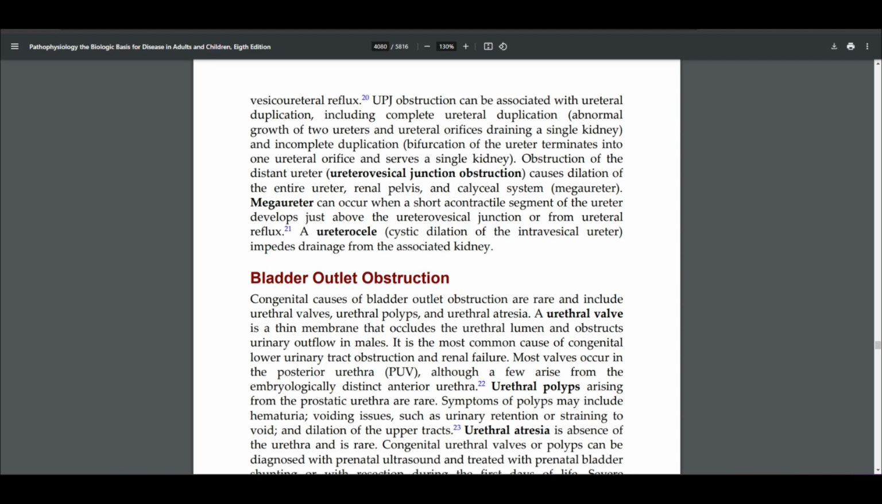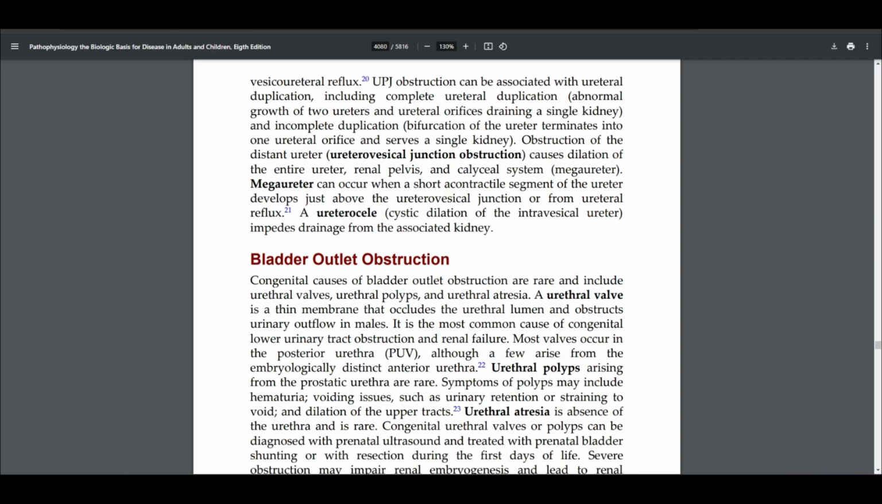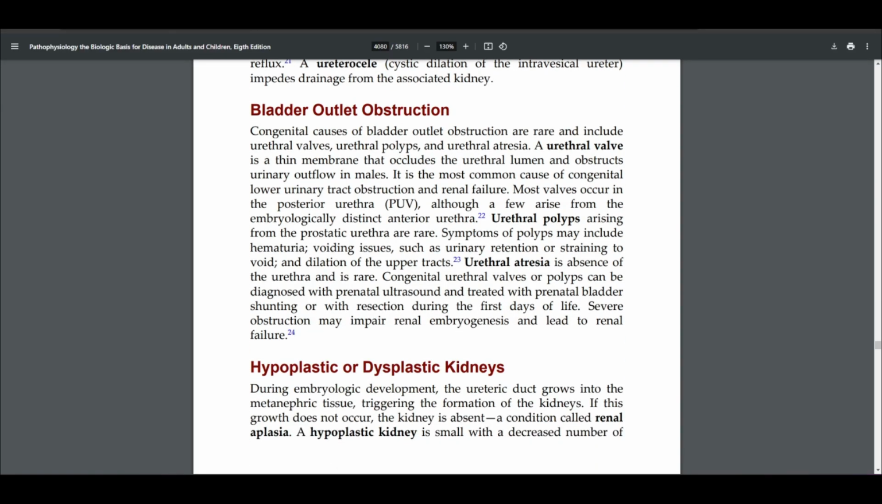Megaureter can occur when a short acontractile segment of the ureter develops just above the ureterovesical junction or from ureteral reflux. A ureterocele, or cystic dilation of the intravesical ureter, impedes drainage from the associated kidney.